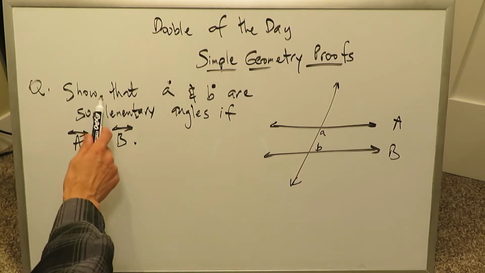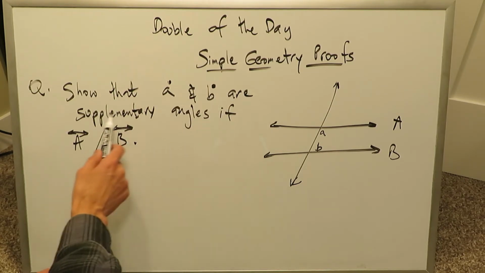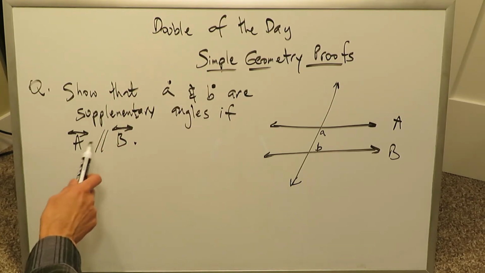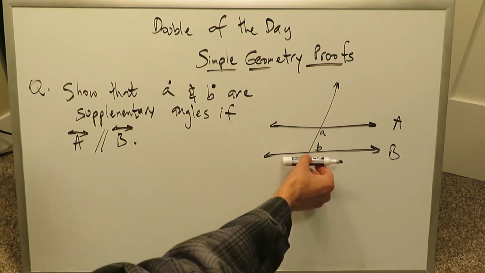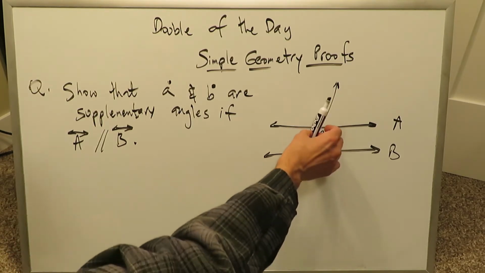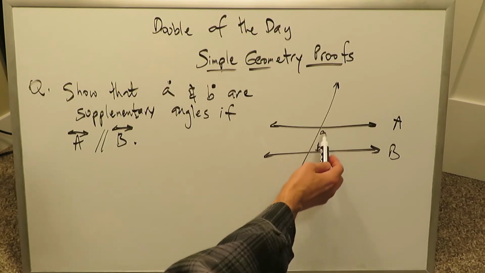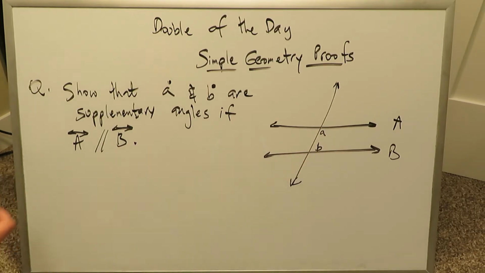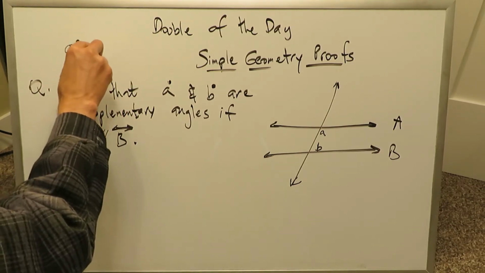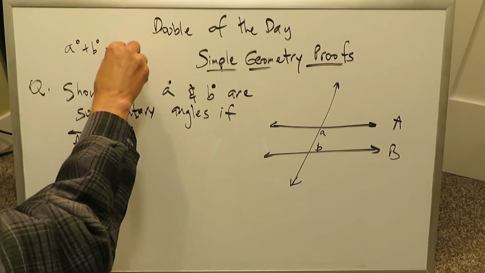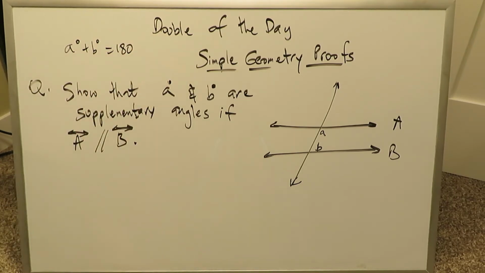The first question is this: show that angles A and B are supplementary angles if lines A and B are parallel to one another. We have two lines that are parallel to one another. They are cut by this transversal line which generates this angle A and this angle B. How can we go about proving that both angles A and B are supplementary, meaning A plus B will equal 180 degrees? It seems rather easy and intuitive, but we can do this in a good manner.